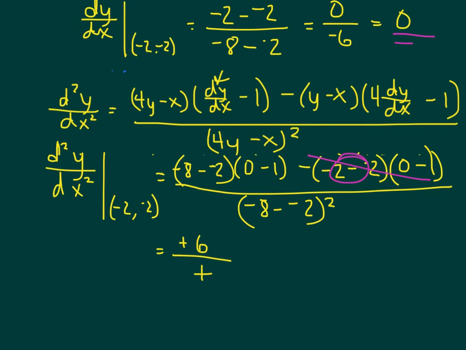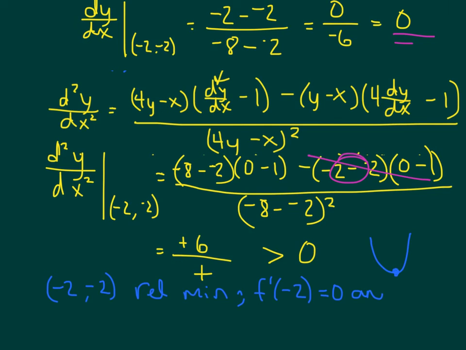So we end up with a second derivative that is greater than 0, telling us that our curve is concave up at that point. If it is concave up and the first derivative is equal to 0, then we know we have a relative min. So our final conclusion is that negative 2, negative 2 is a relative min, and the reason why is because f prime of negative 2 was equal to 0, and the second derivative at negative 2 was greater than 0.